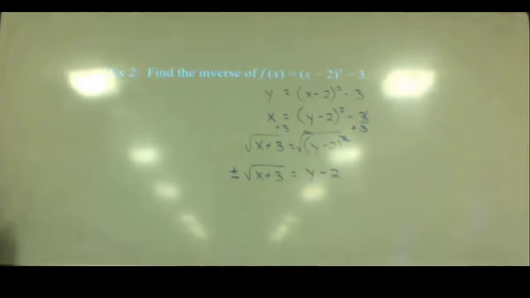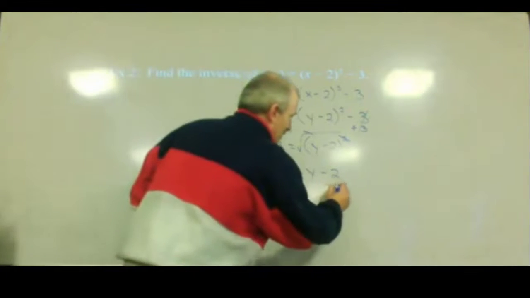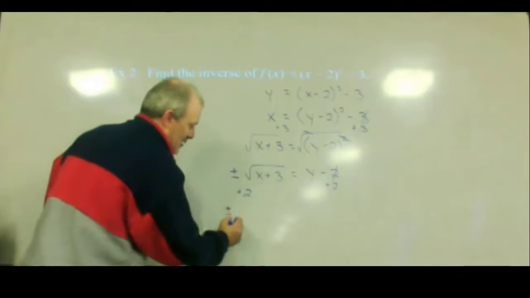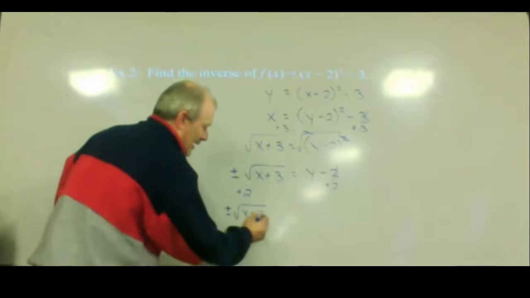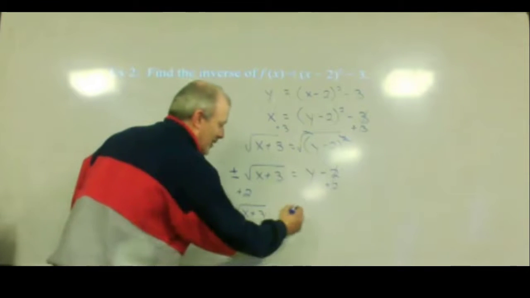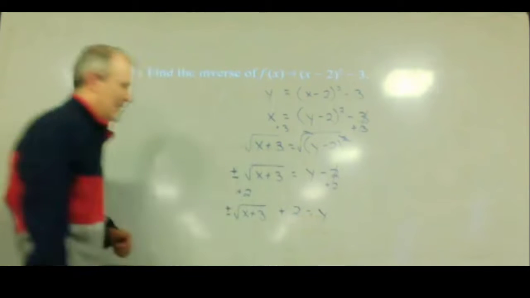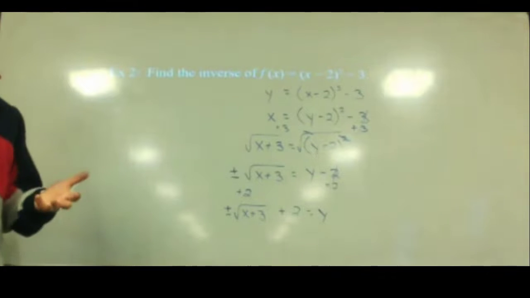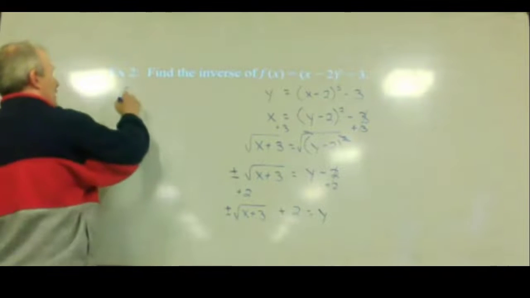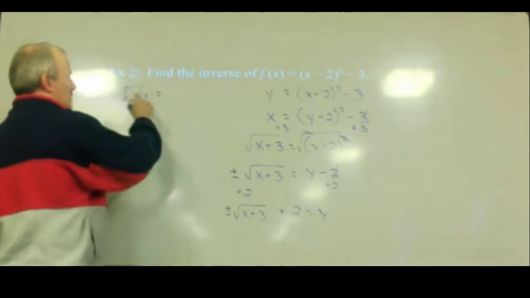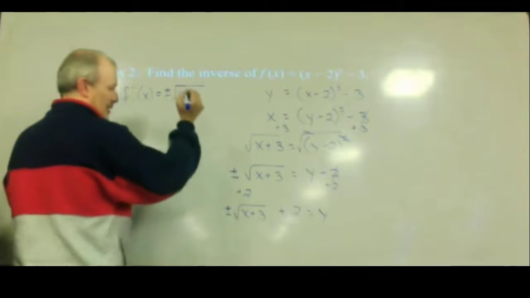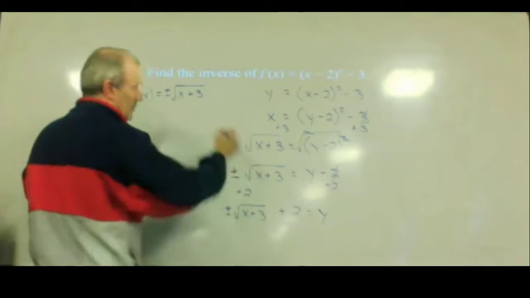And then what does it look like? The last thing we should do to get the y by itself? Add 2 on both sides, correct. So this is going to be plus or minus square root of x plus 3, and then it's not inside, it's on the outside, plus 2 equals y. So now that the y is by itself, we're done. So our answer would be f inverse of x, the inverse, is this. Plus or minus square root of x plus 3 plus 2.